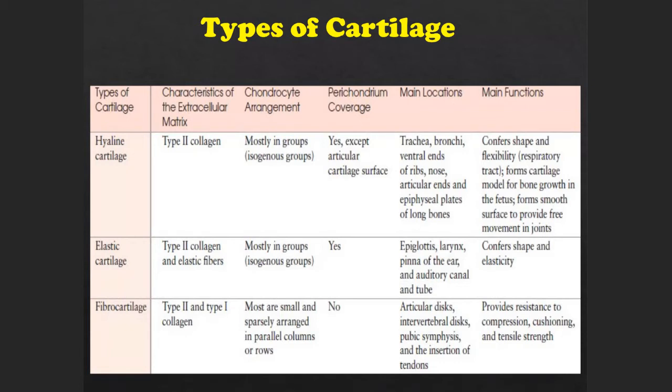Now the main function of cartilage is to confer shape and flexibility, importantly for the respiratory tract, and to form a cartilage model for bone growth in the fetus, then to form a smooth surface to provide free movement in the joints. So broadly, the greatest number of these functions is performed by hyaline cartilage out of the 3. Now elastic cartilage confers shape and elasticity, which helps in prevention of impact or injury. Now fibrocartilage provides resistance to compression, cushioning, and tensile strength.